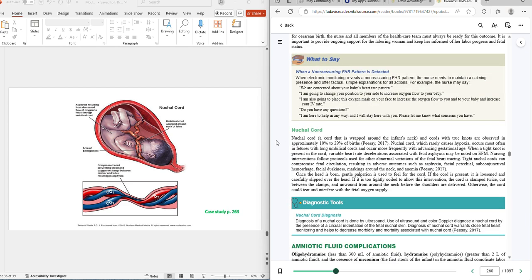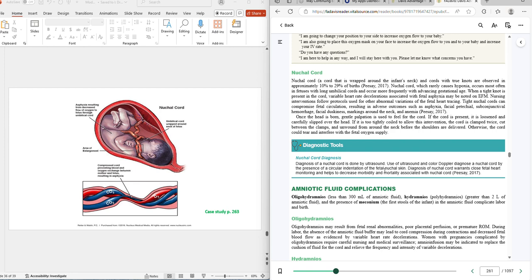All right, a nuchal cord is when the cord is wrapped around the infant's neck, okay? There are true knots in there. That happens up to 29% of births, and that's not a good thing. A lot of times that's the reason for fetal demise. But the cord, hopefully, if it is on there, it's loose. I have 3 kids, and this happened with all 3 of mine, but they were okay. We'll talk about that in class too.